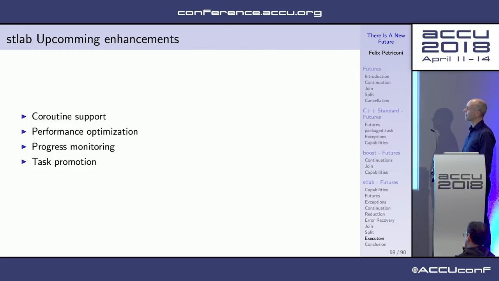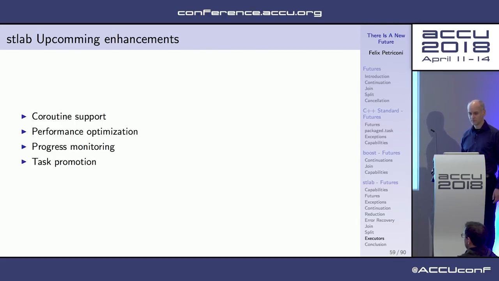Okay. So what we plan in the near future: our coroutine support is already implemented, we're just in the process of releasing it. We plan certain performance optimizations, as already said. Progress monitoring is something we will add in task promotion, so that you can have more control over the execution of the tasks.